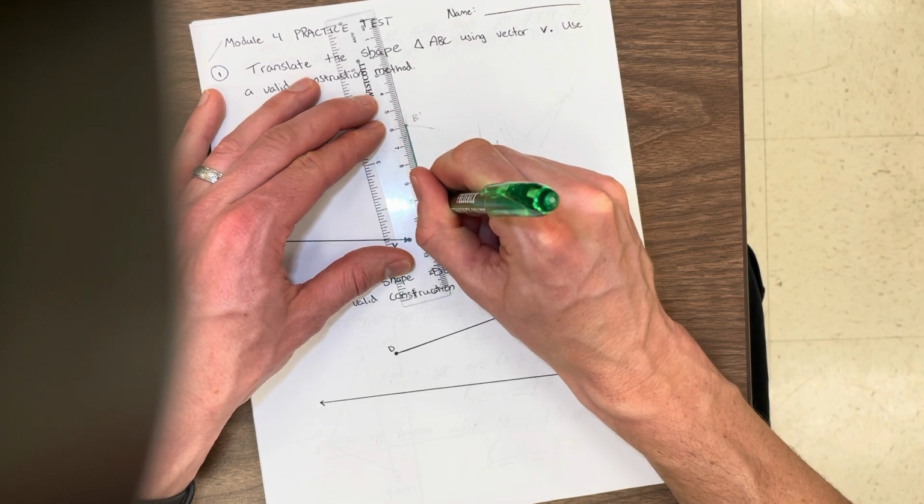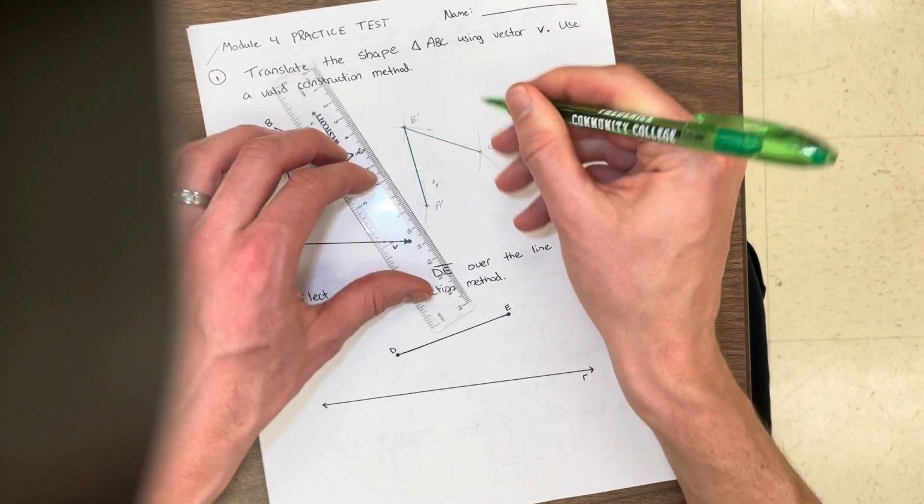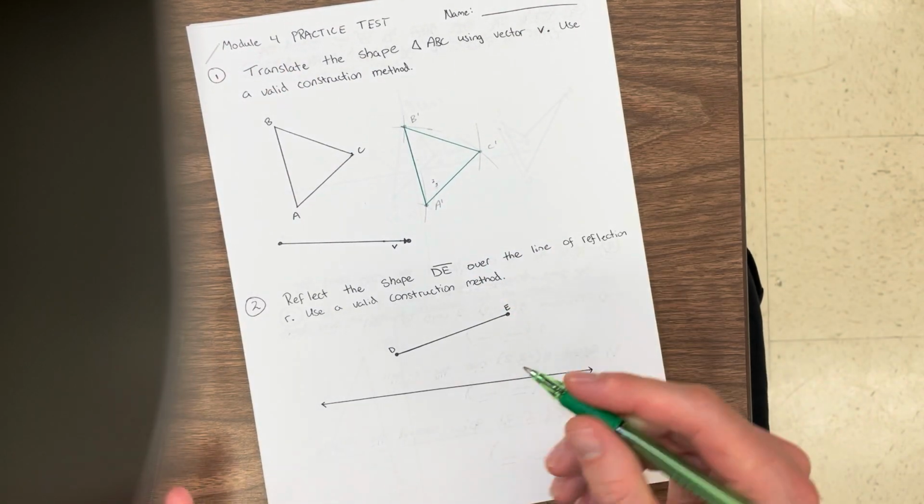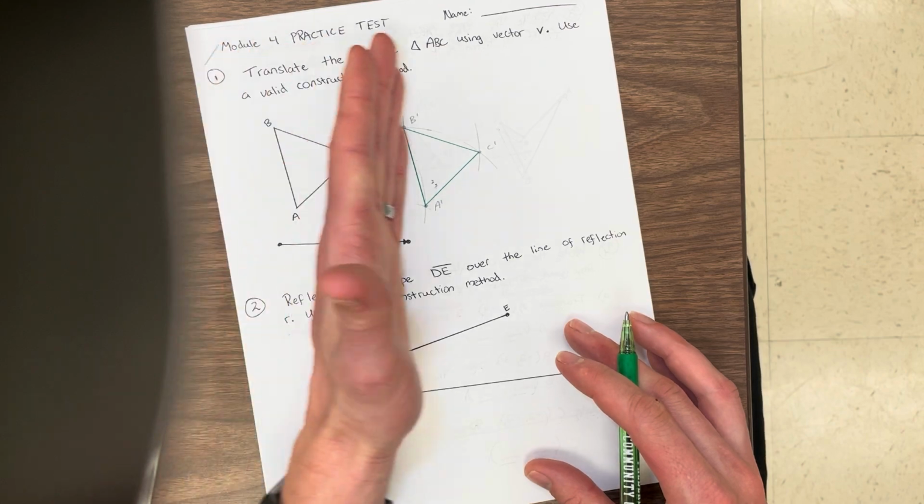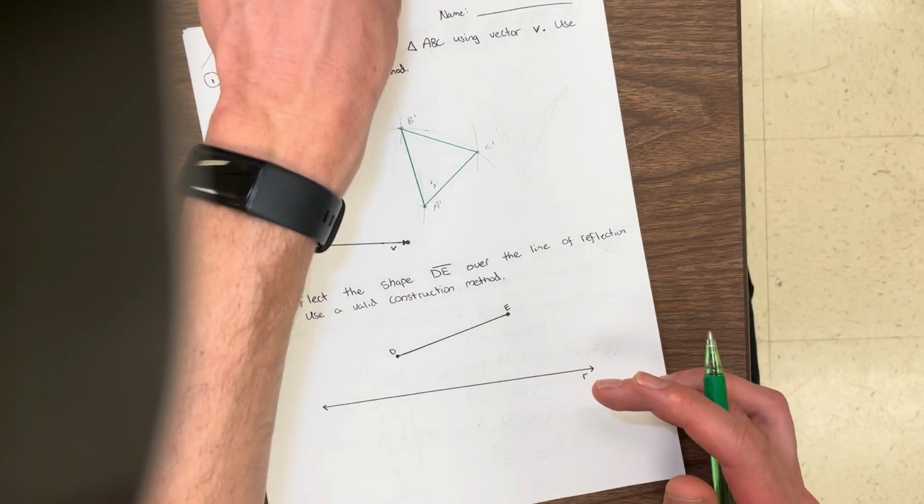So then we can connect our points, and we have our image shape. So the shape has gone the same distance, same direction as given by the vector. Make sure you label your points as well.